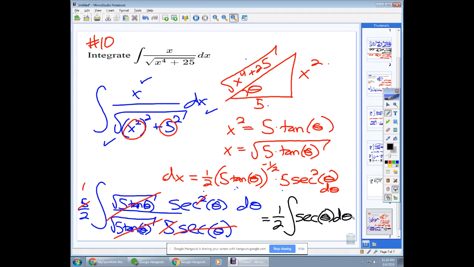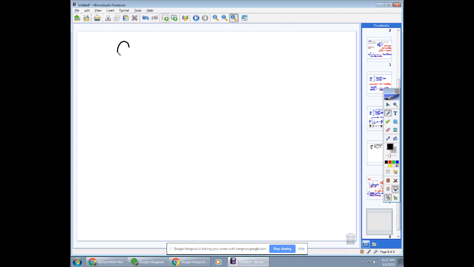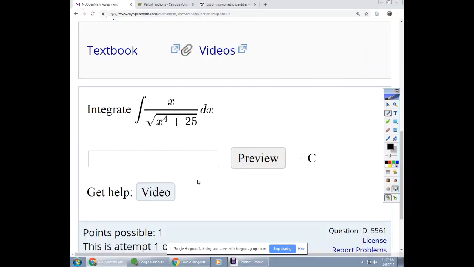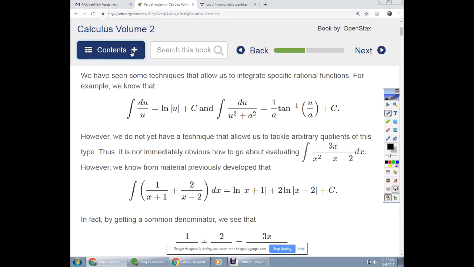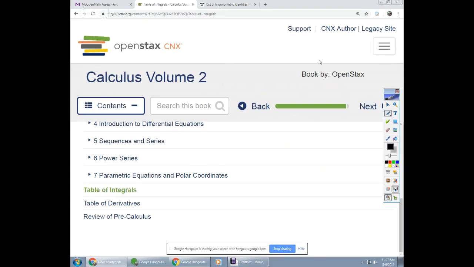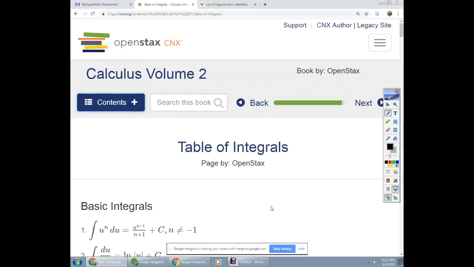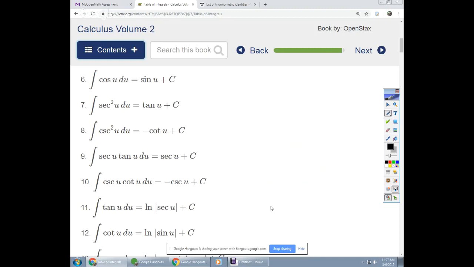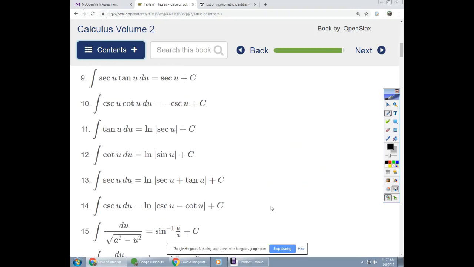All right, so now we have to figure out what is the antiderivative of the secant. And this is just a really bizarre one. And I want to make sure I got the right method in my head. Let's see. Double check the table. This is one we just kind of got to remember. Okay, here we go. And, yep, there it is.